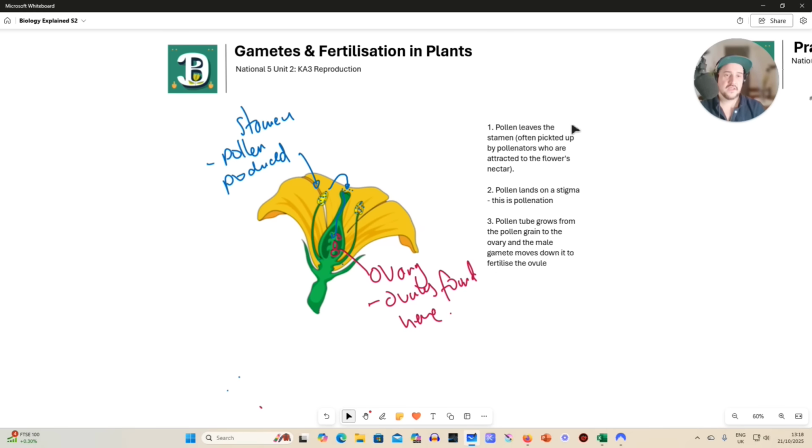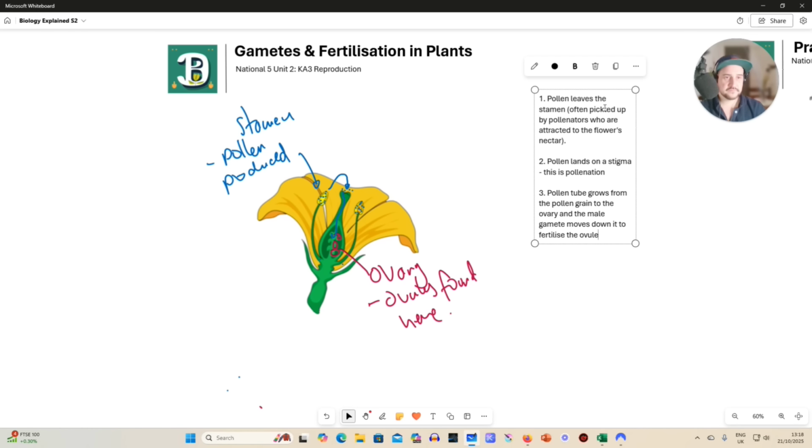Okay, excuse the spelling there. And then finally we have the fertilization occurs, and a zygote is formed. Okay, this grows into an embryo that forms part of the seed.